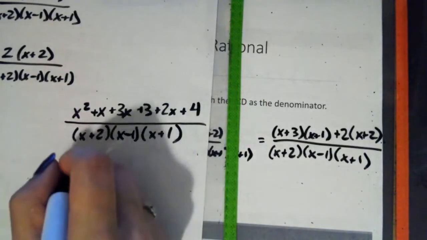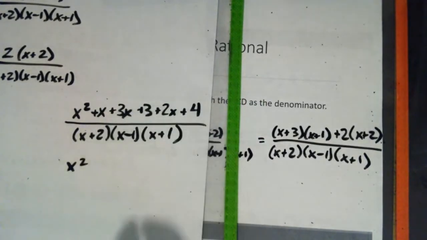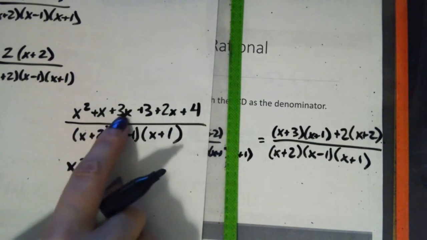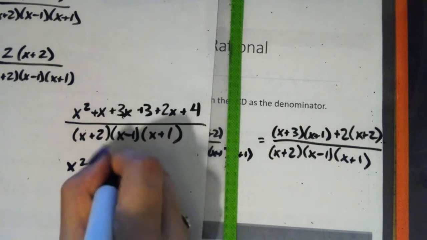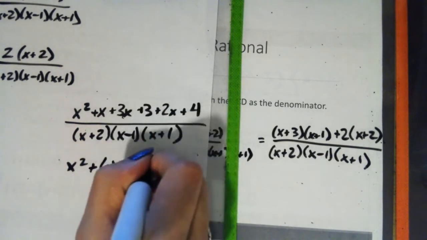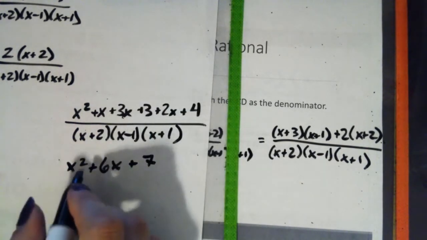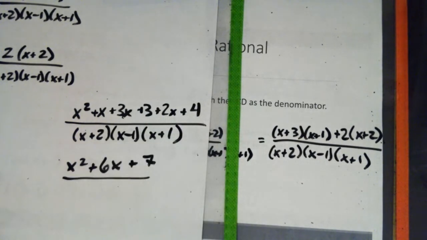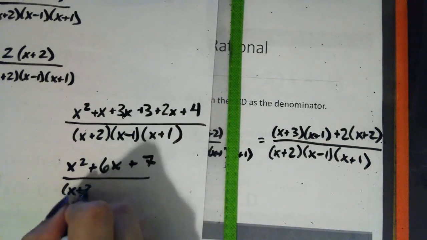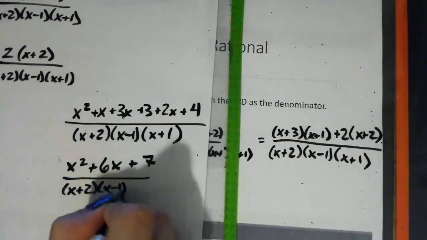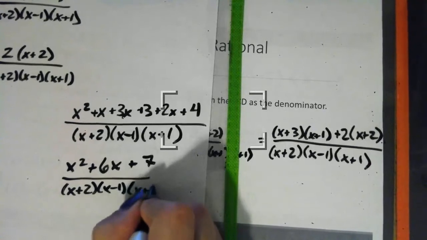I can combine my like terms, giving me x squared. x plus 3x is 4x. Adding 2 more is 6x. And then 3 plus 4 is plus 7. Over that common denominator of x plus 2, x minus 1, x plus 1.